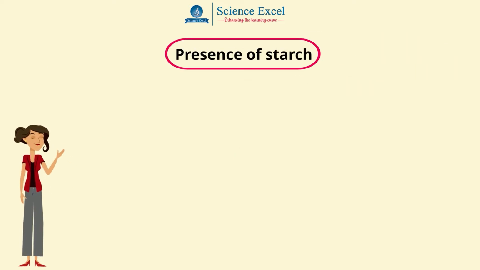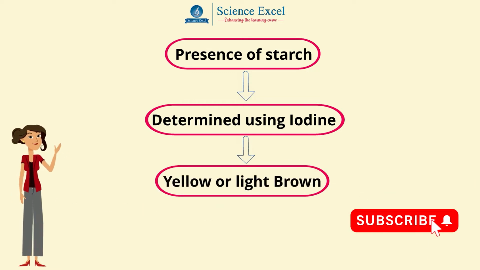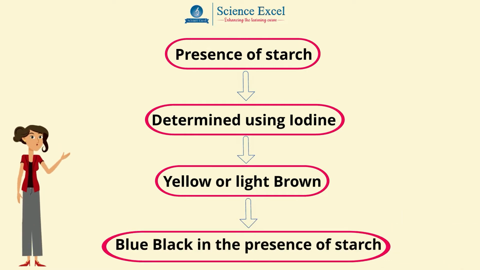The presence of starch, a complex carbohydrate in a food sample, can be determined using iodine solution. Iodine solution is yellow or light brown, but it turns blue-black in the presence of starch.